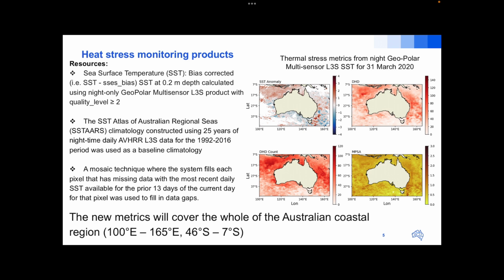Because we are using infrared channel data, where there is cloud, there is no data. To fill those gaps, each pixel with missing data is filled with the most recent daily SST available from the prior 13 days of the current date for that pixel. The new metrics will cover the whole of the Australian coastal region, from 100 east to 165 east and 7 south to 40 south.